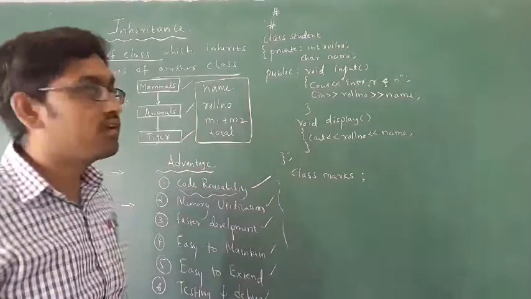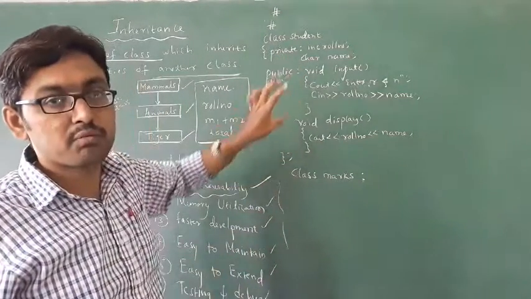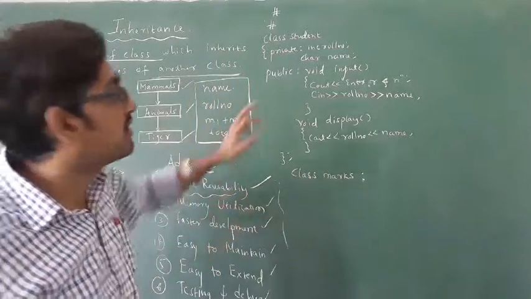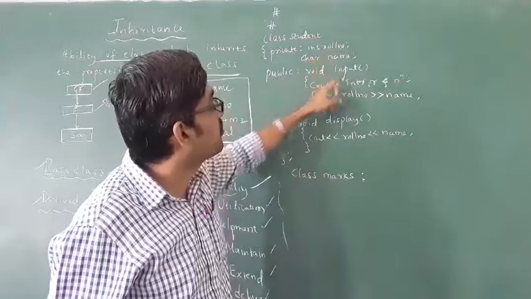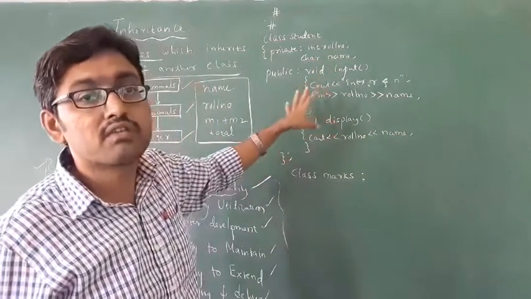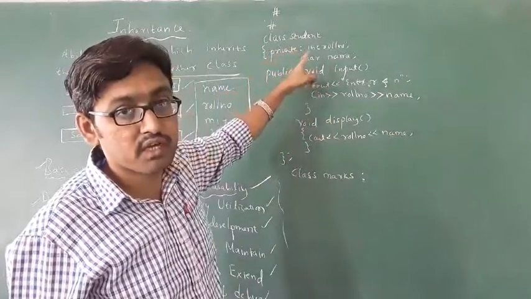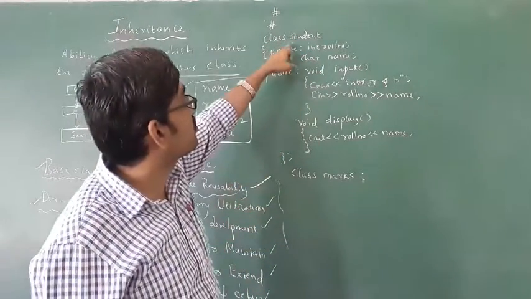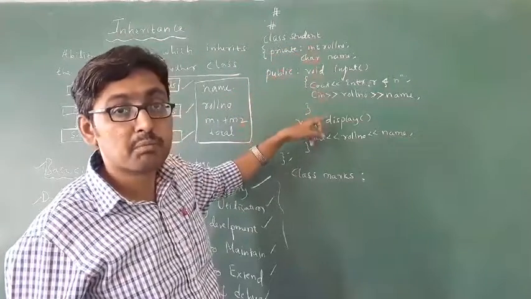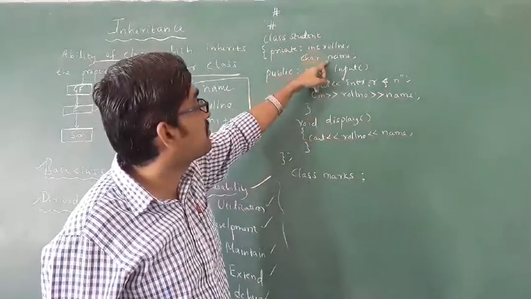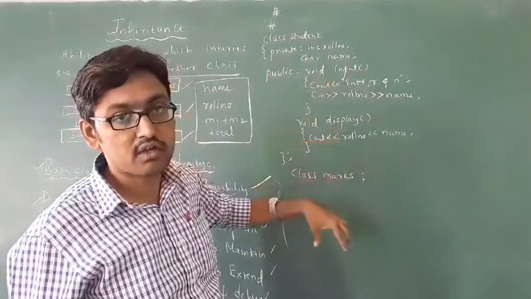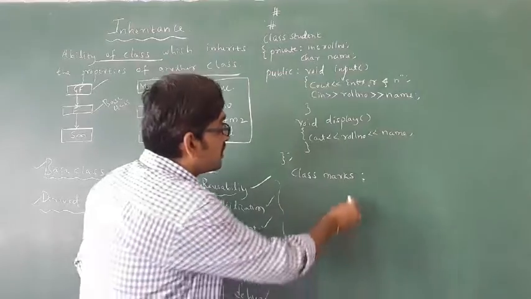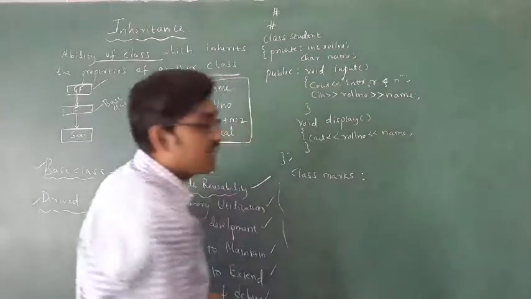Here if you want to inherit all these properties to another class, what are the properties here? Properties means roll number, name, input and display. These are the properties of class student. What are the attributes of student here? Data members and member functions. If you want to access them in this marks class, you must and should use this operator. This is an inheritance operator.